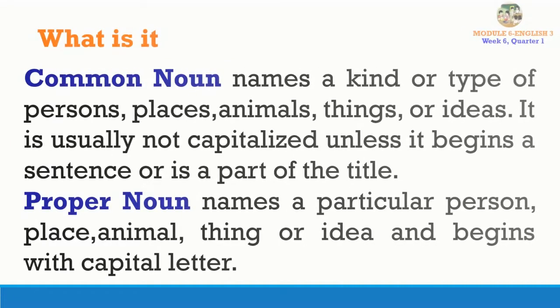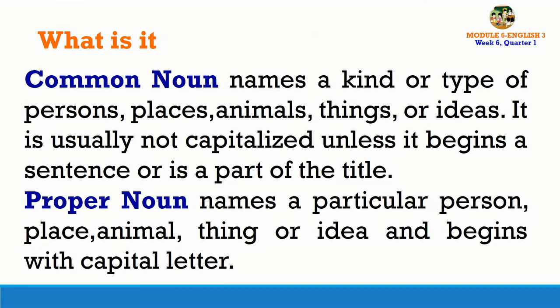Now, let's have the two kinds of nouns. Common noun names a kind or type of persons, places, animals, things, or ideas. It is usually not capitalized unless it begins a sentence or is a part of the title. Proper noun names a particular person, place, animal, thing, or idea and begins with a capital letter.